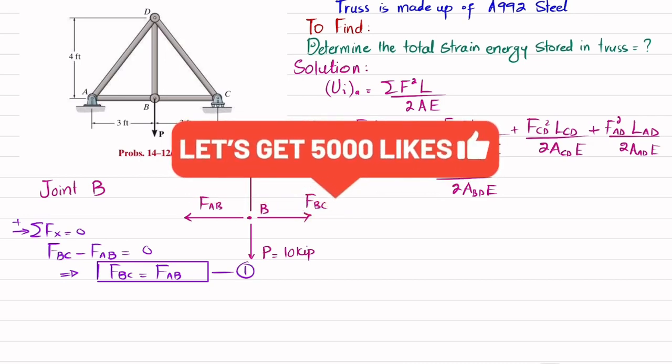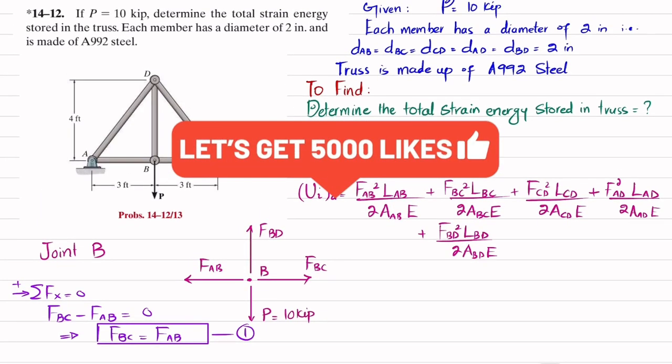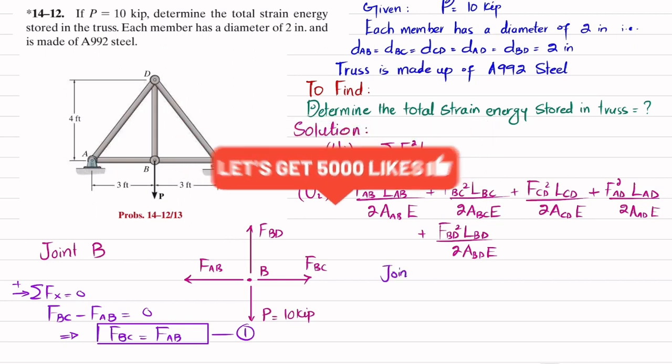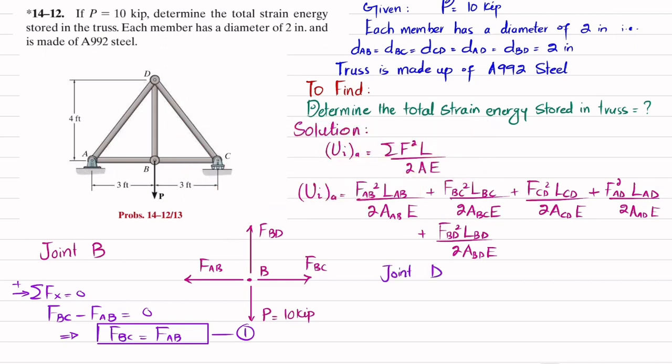Now we will take another joint, and that will be joint D. You can see this is joint D. As this member is elongating due to this load, it will exert force in this direction, and these two members will exert force in this direction at point D. So we will take this joint D. This is your point D.